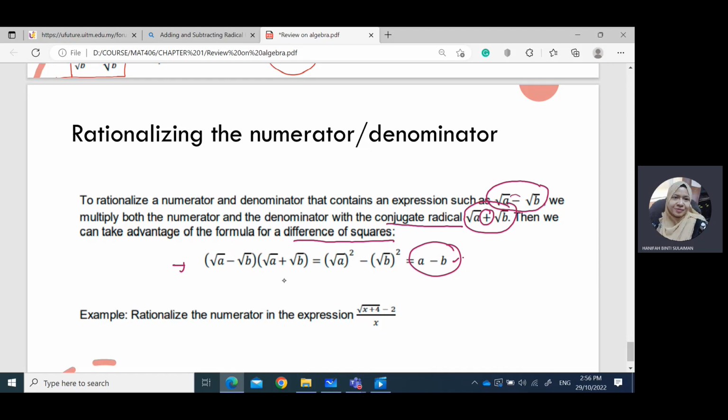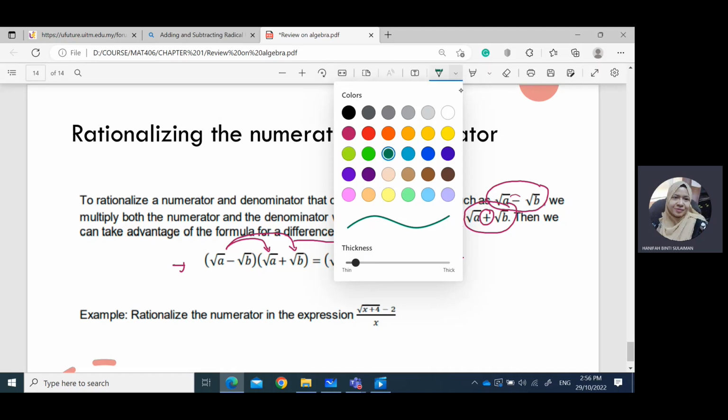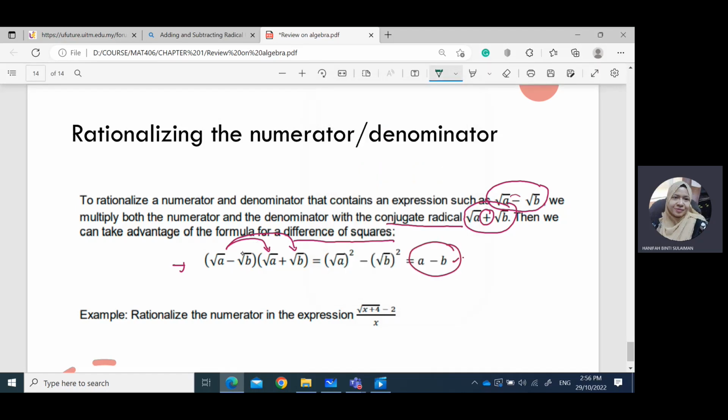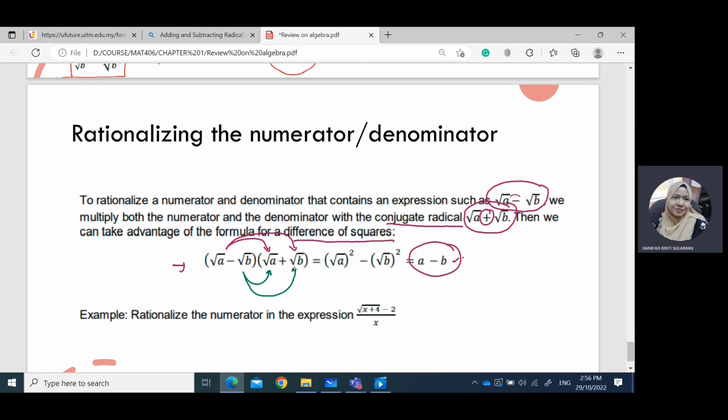Okay, so since we have these two expressions that we need to multiply, first of all we need to expand. Okay, so kita kena expand. So how to expand this kind of expression? So square root of a we multiply with square root of a. And square root of a we need to multiply with the positive square root of b. Okay, that one is the first part. And the second part, we have negative square root of b. So this one we need to multiply with square root of a. And negative square root of b we need to multiply with the other term, which is square root of b. Okay, kita solve and simplify, then we will have this answer.